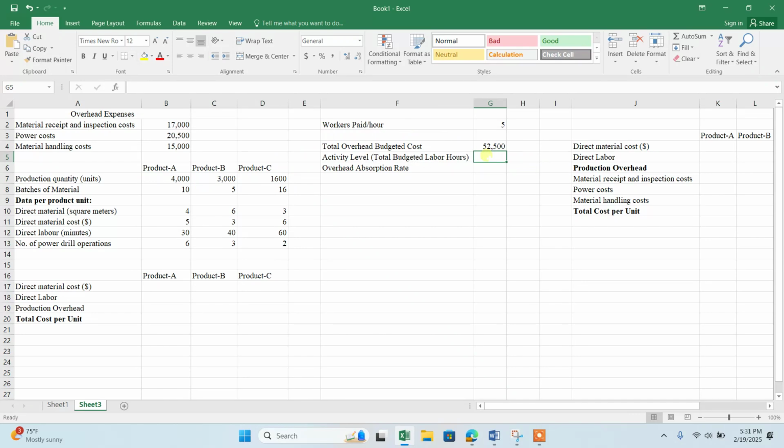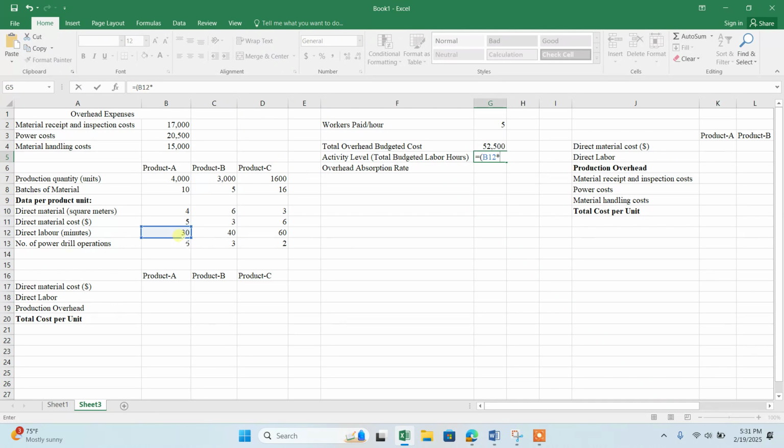Now how to calculate the total number of hours? We can calculate it this way. Look, my dear, product A requires 30 minutes. If I divide it by 60, it means that now I have converted this into 1 hour. We will be calculating the cost later on. Let me first calculate the number of hours. So 30 minutes are required to produce 1 unit.